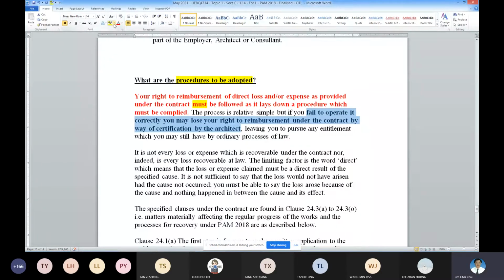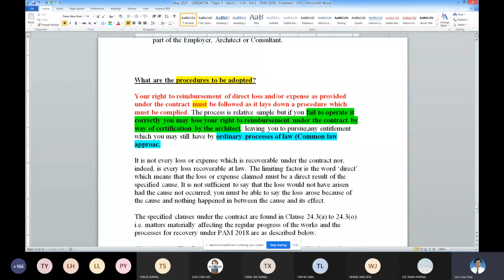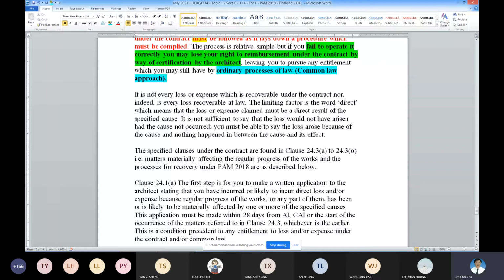Then you go for the ordinary process of law. This one you have to go to your common law already. So this is important, which is why I will repeat and repeat, so that you never forget all this. So it is not every loss and expense that is recoverable under the contract. Okay, when you got the rights.